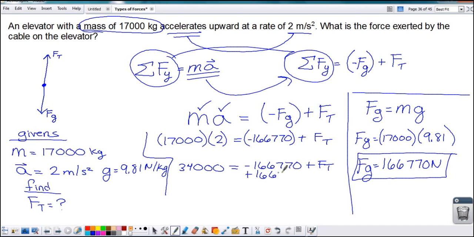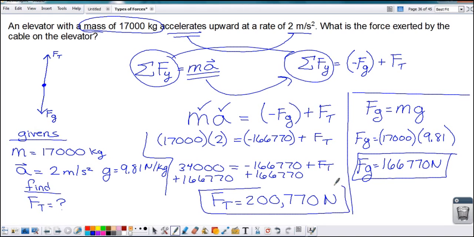Add 166,770 to both sides. And we end up with our tension force is equal to 200,770 newtons. And so that is how we find our tension force.